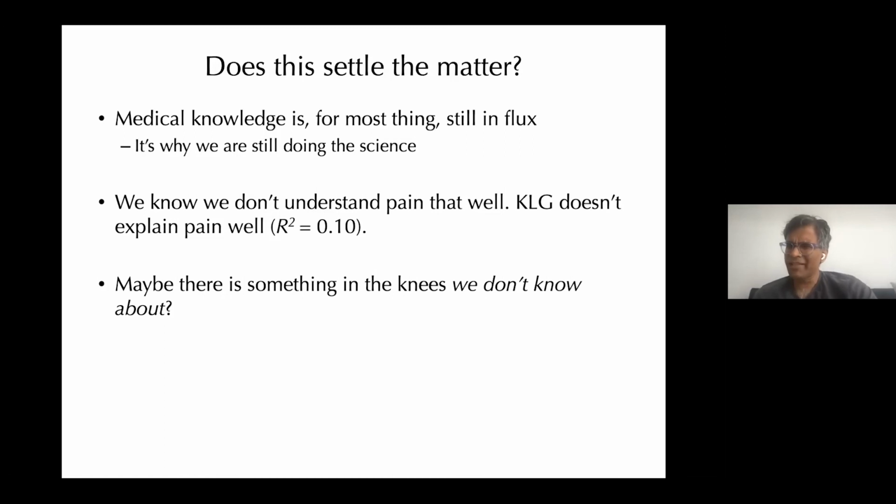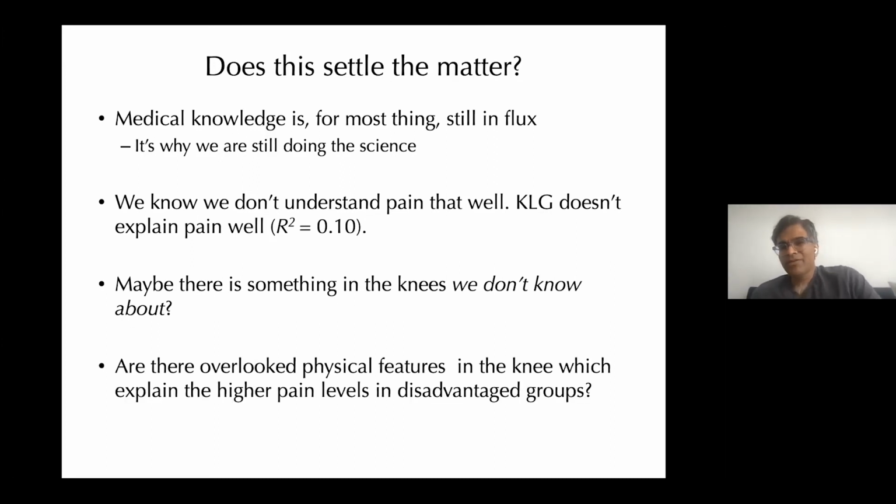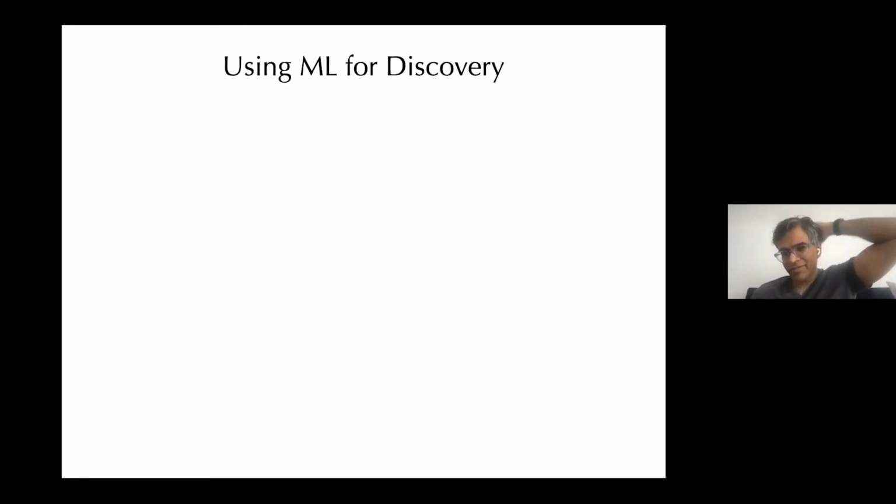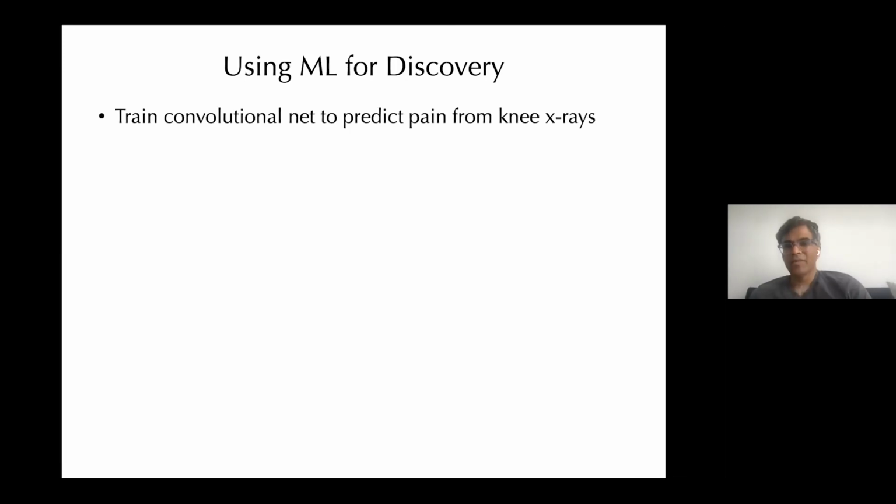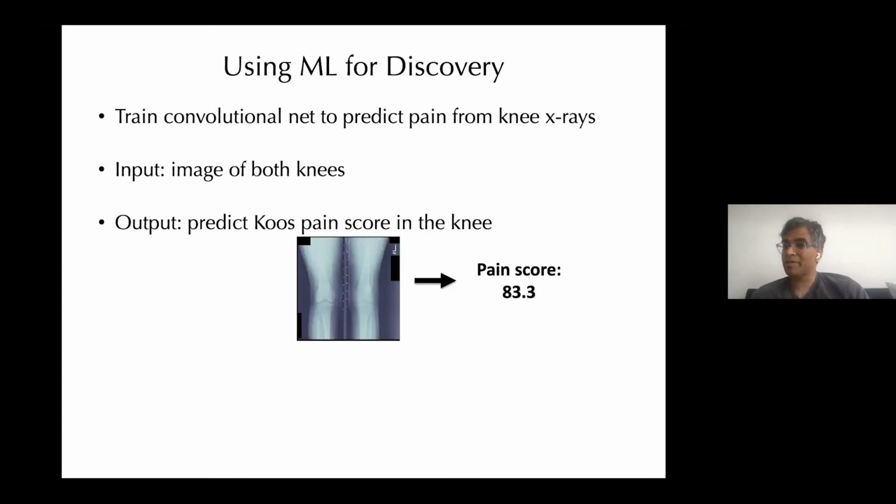So how would we evaluate this hypothesis? What's interesting is this story taught me a very different use of algorithms. To look for overlooked physical features in the knee which explain higher pain levels in disadvantaged groups, we could use machine learning, but for discovery purposes. We could train a ConvNet to take the images of x-rays as input and output the pain score. Let me be very precise about what it's predicting.